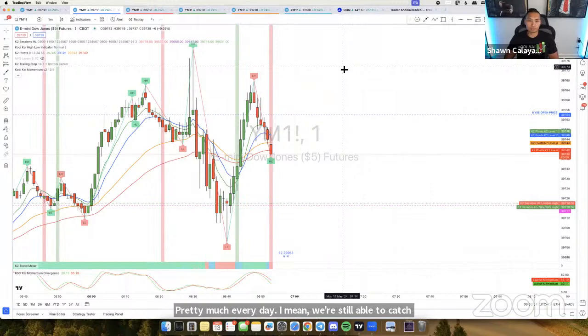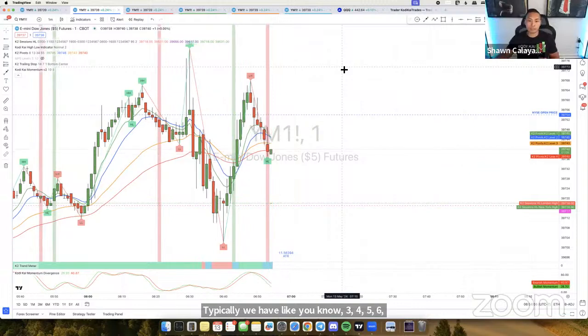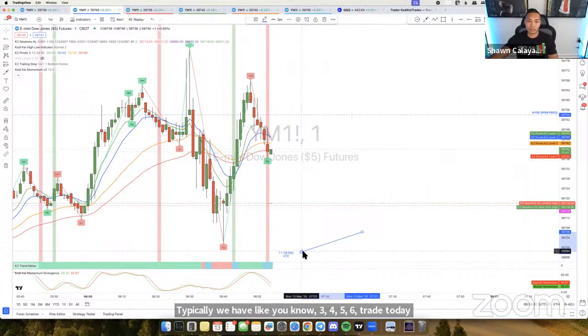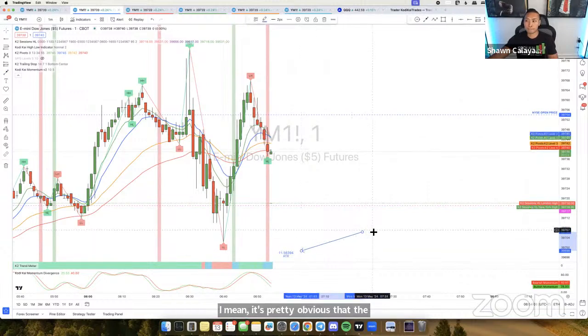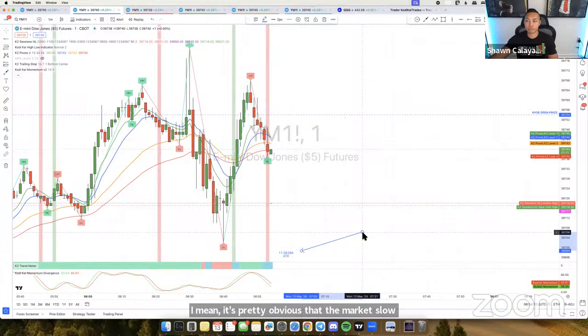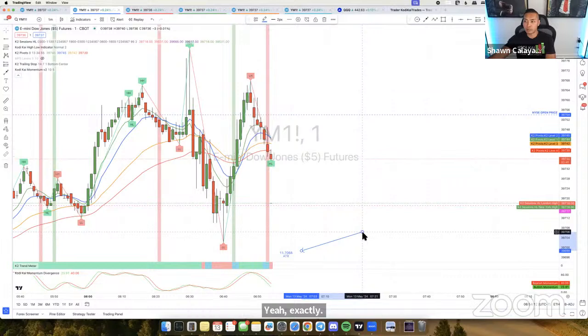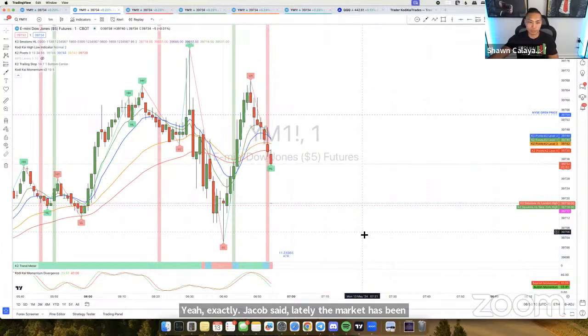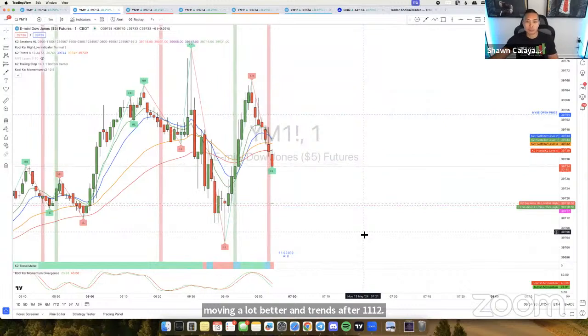Typically we have like 3, 4, 5, 6 trades a day, but the volatility is very low, as you guys can see from the ATR. I mean, it's pretty obvious that the market's slow. Yeah, exactly. Jacob said lately the market has been moving a lot better and trending after 11, 12. Yeah, later like mid-session. I've noticed that too. We're just in a different type of market right now.